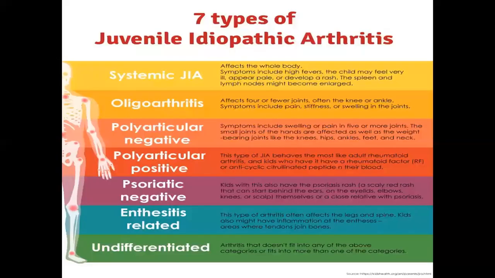Enthesitis-related arthritis: this type often affects the legs and spine. Kids might also have inflammation at the enthesis area where tendons join bones. Undefined type: arthritis that doesn't fit into any of the above categories or fits into more than one category.